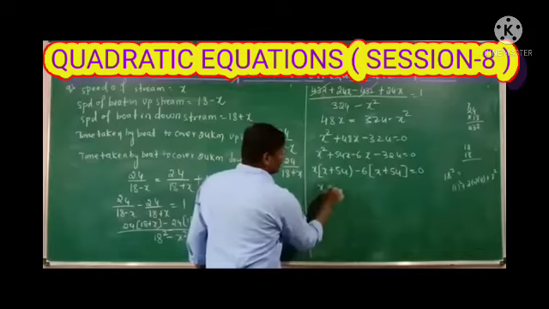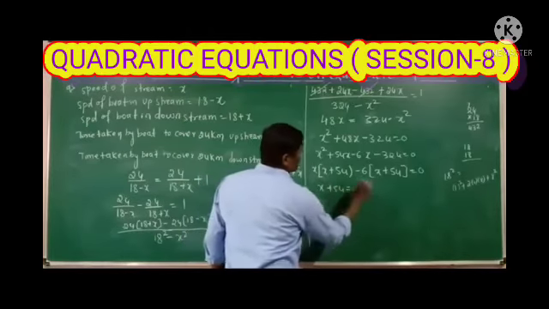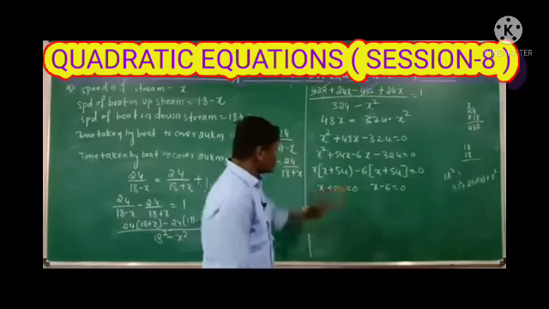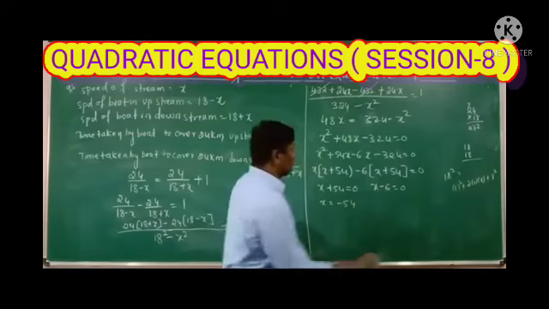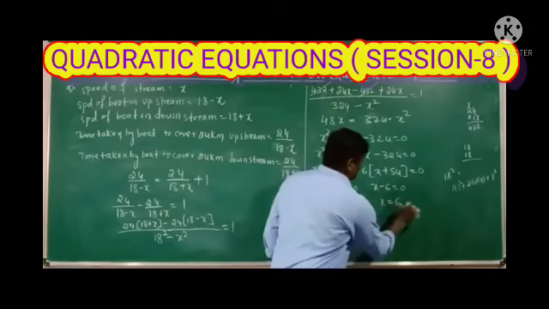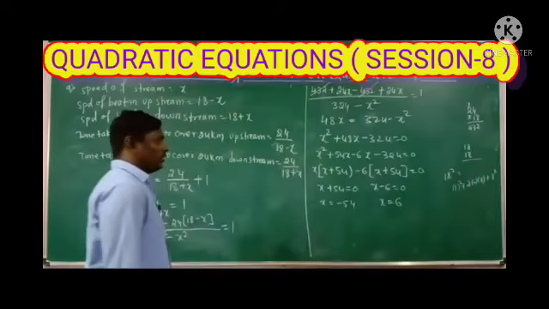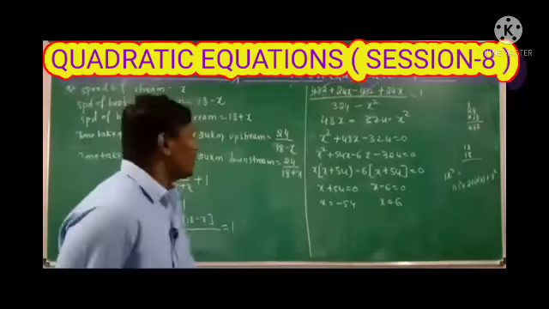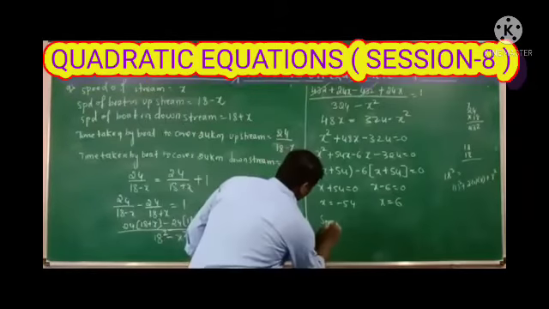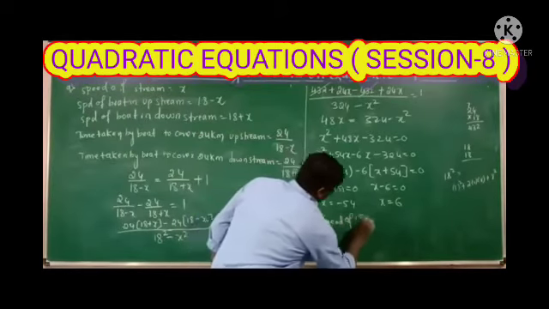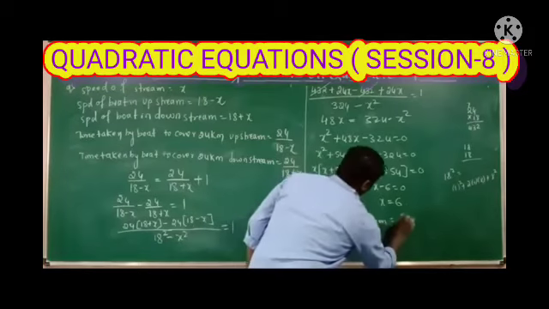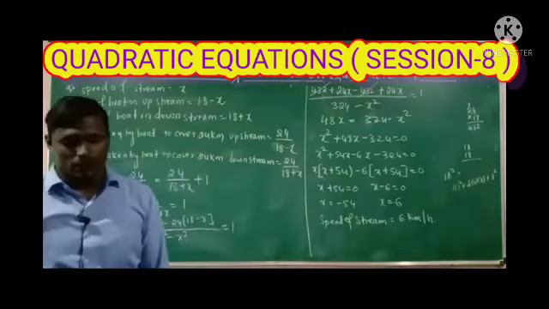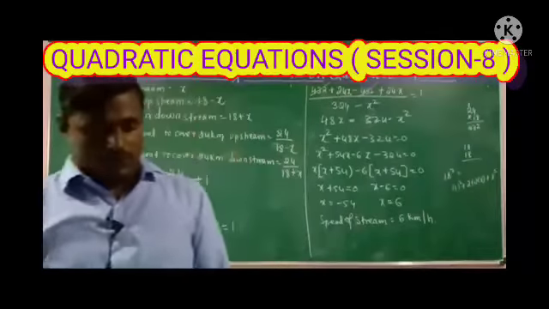So one term is x plus 54 is equal to 0 and another term is x minus 6 is equal to 0. x plus 54 is equal to 0 means x is equal to minus 54. x minus 6 is equal to 0 means x is equal to plus 6. Usually time is not in the form of negative, therefore the speed of the stream is 6 kilometer per hour. This is the required speed of the stream.